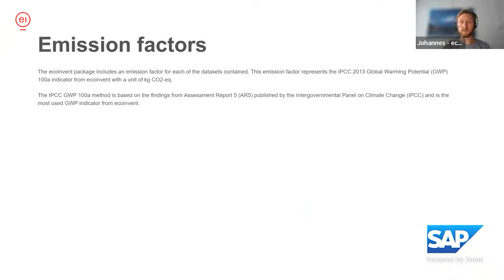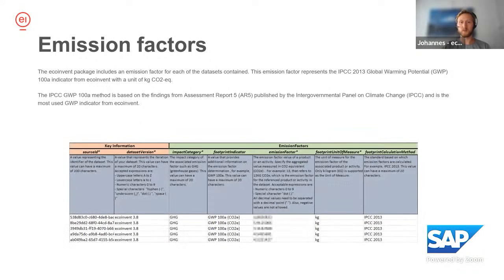And last but not least, the actual emission factors, which the whole sheet is actually about, are in the emission factors tab. There is one emission factor that was selected, which is the IPCC 2013 global warming potential, 100 years, which is the most used emission factor in the ecoinvent database. It is based on findings from the 5th assessment report from the IPCC. And it was chosen because it was the most comprehensive and most used factor. There is again one row for each of the data sets with the actual number, and again linked through the data set ID.